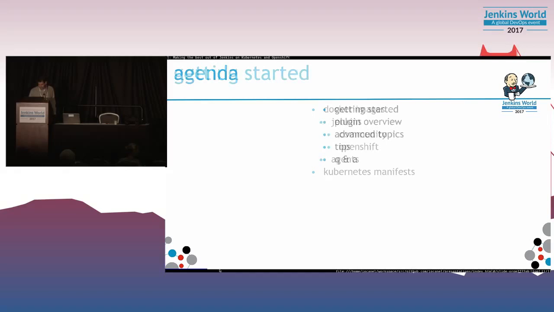So let's get started. How does one get started with installing Jenkins on top of Kubernetes? You actually need two things. The first one is Docker images and the second one is Kubernetes manifests. Now for Docker images, luckily, Docker Hub is full of images related to Jenkins.